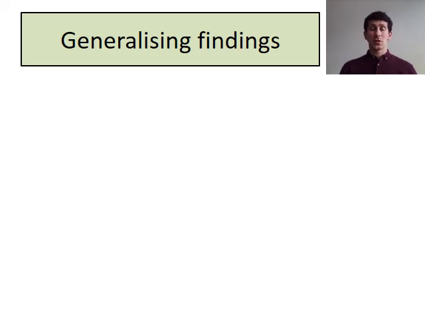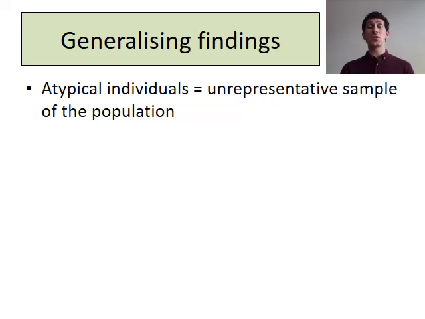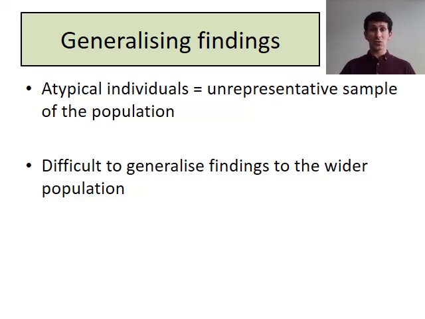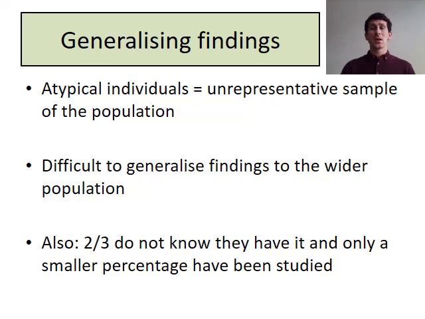A major limitation to these studies, though, is that atypical individuals aren't representative of the general population. Those people with Klinefelter's or Turner syndrome are an unrepresentative sample, which means it's very difficult to generalise these results to the wider population. In addition to that, two thirds of the people don't even know that they've got the condition. So although we're studying these individuals, we're only studying a very small percentage of them, which obviously brings up issues of reliability and validity, because we don't know whether the findings from that small percentage apply to the two thirds of people who don't know they have the condition.